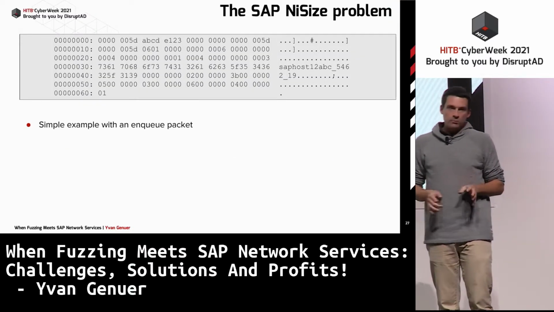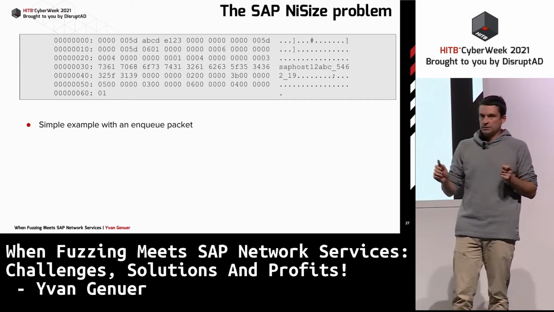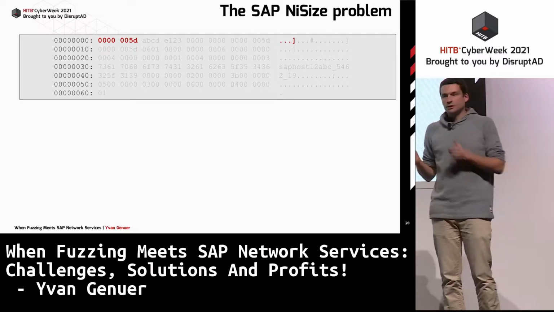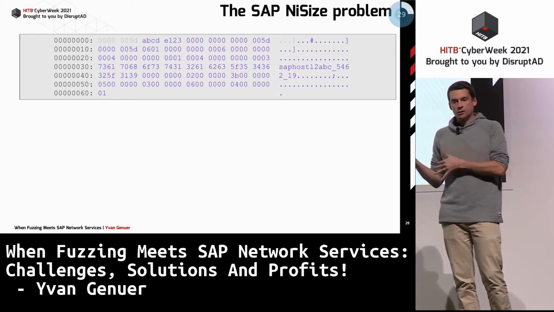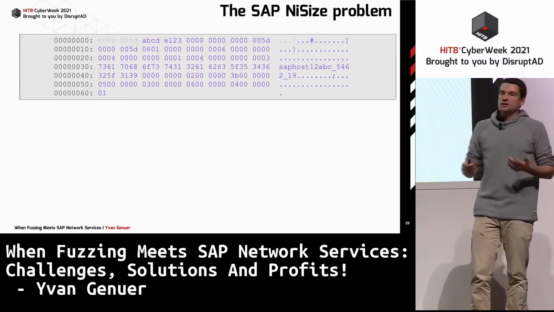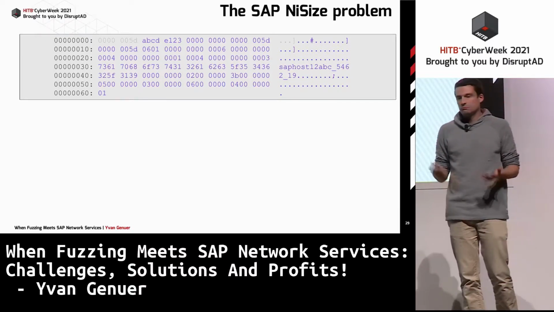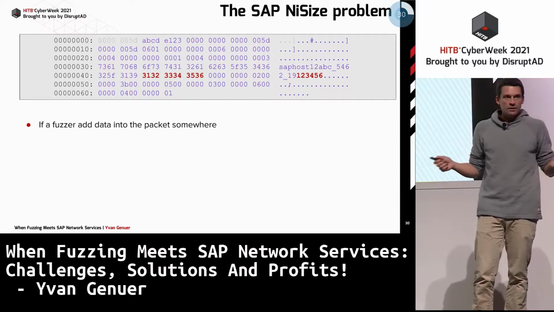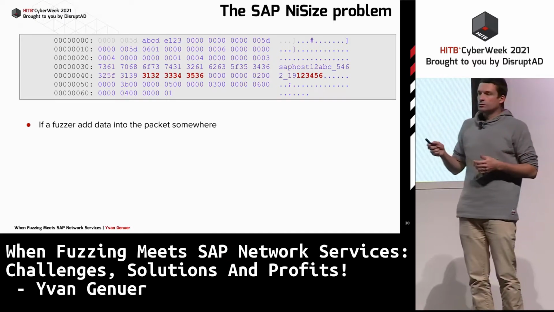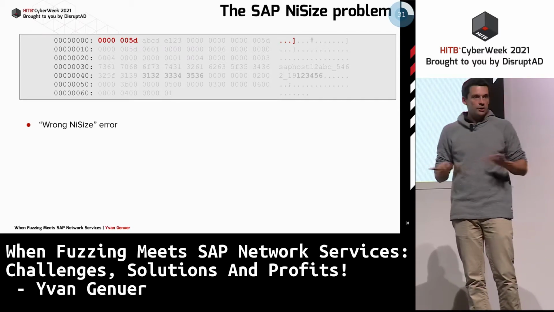This is a very simple packet from the Enqueue services. It is a kind of end check packet, so very tiny. On the top left, the first 4 bytes in red are the size of the rest of the packet. In this case, this is 5D, right? Now imagine a fuzzer or tool tries to modify the content by adding 1, 2, 3, 4, 5, 6 somewhere. The size of the content changes, but the fuzzer doesn't know what the first 4 bytes are, so it leaves them untouched.